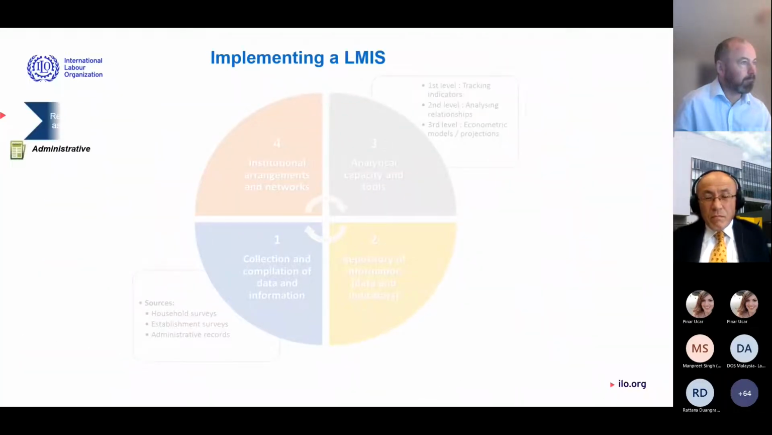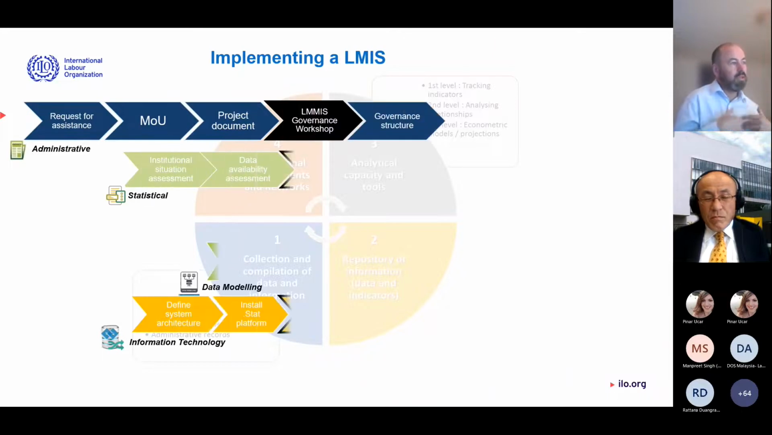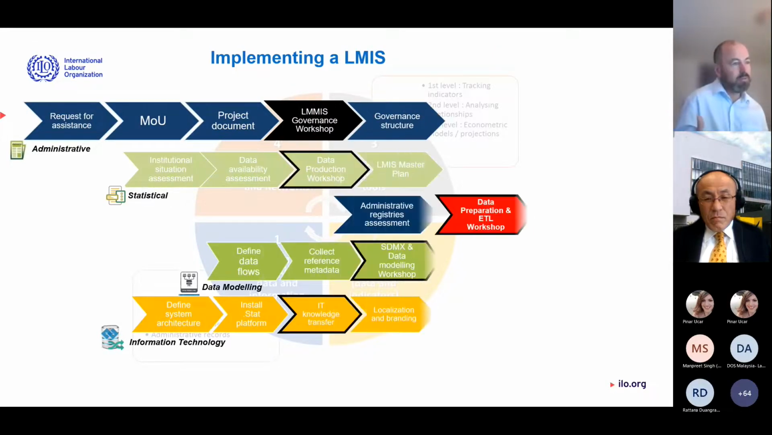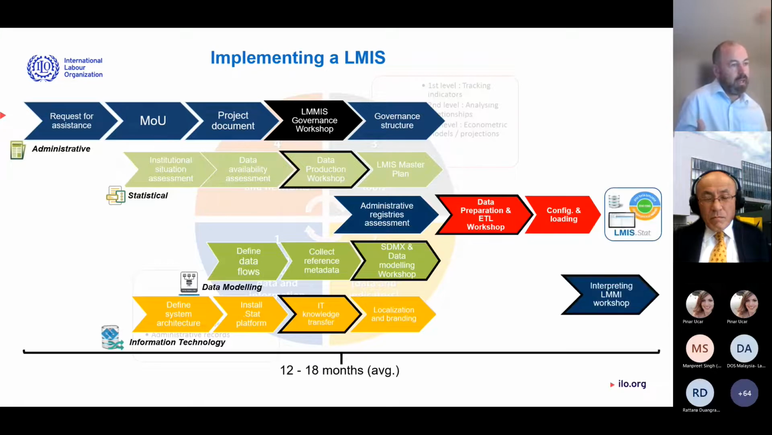So implementing an LMIS, I'm not going to go through this slide in detail. My point is there are a number of steps involved in implementing an LMIS. And our experience of supporting countries suggests it takes about 12 to 18 months on average. By the time you request assistance from ILO, if that's the way you're going to develop it, develop your MOU, and ultimately have an integrated LMIS up and running. That LMIS might be updated over time, expanded, and so on, but it would take 12 to 18 months to get something up and running.